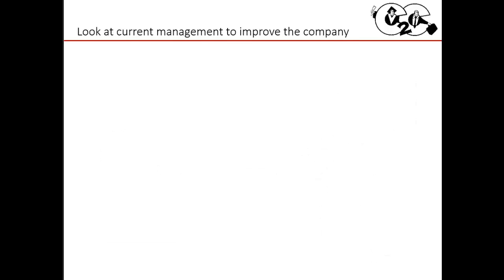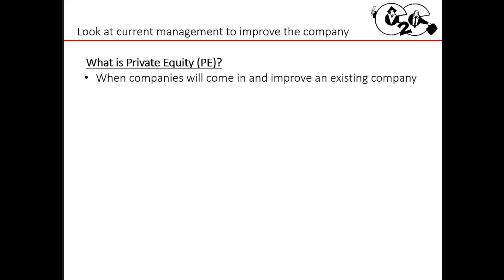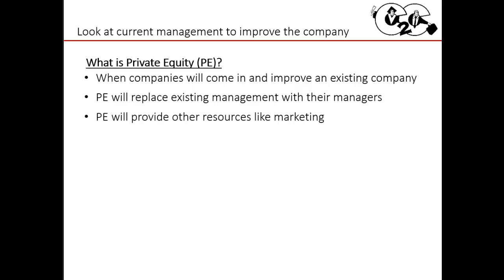So first, we want to look at current management to improve the company. So why don't I take a step back and tell you what private equity is? So you're probably asking, what is this private equity word, this phrase that I keep hearing? Well, private equity is essentially when companies will come in and improve an existing company. And how they'll do that is the PE firm will replace the existing management with their own managers, and they will provide other resources like marketing. One risk to this is they may alienate the company culture.